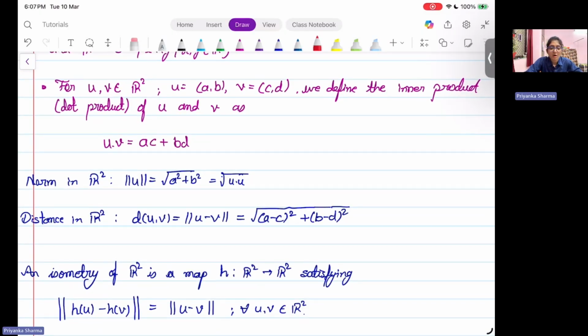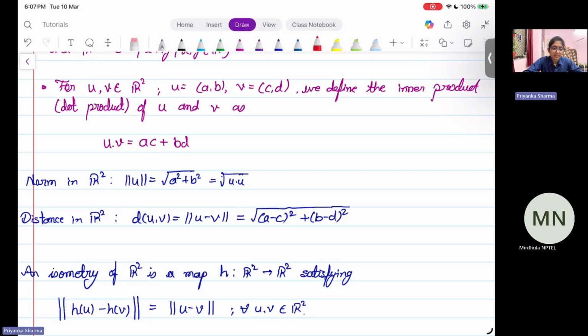Now, how do we define the norm in R square? The norm of an element u is defined as the square root of a square plus b square, where u is the vector (a, b). Equivalently, the norm of a vector u is the square root of the inner product of the vector with itself.